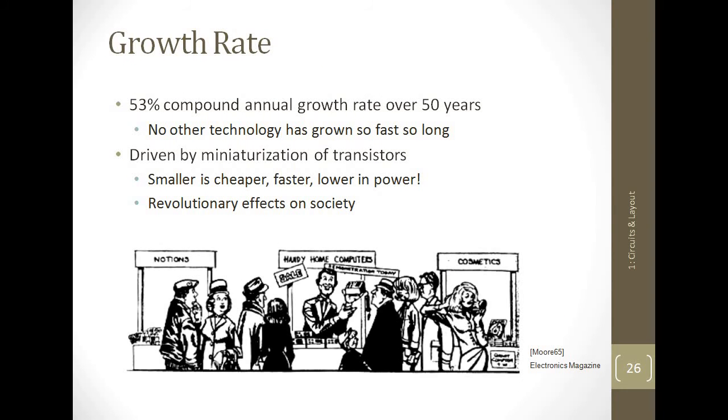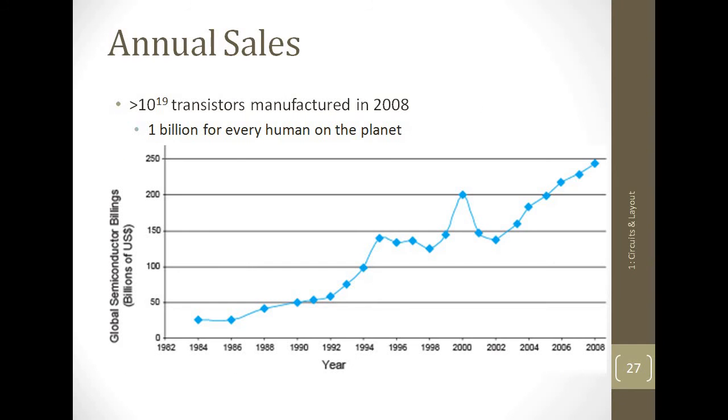Next, growth rate: it is a 53% compound annual growth rate over 50 years. No other technology has grown so fast for so long. It is driven by miniaturization of transistors. Smaller is cheaper, faster, and lower in power. It has had revolutionary effects on society. According to annual sales, more than 10^19 transistors were manufactured in 2008, which is 1 billion for every human on the planet. If you see the growth rate, it is growing, and it is growing even now.